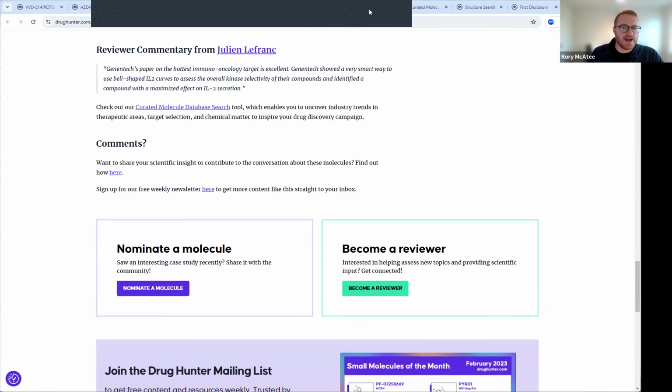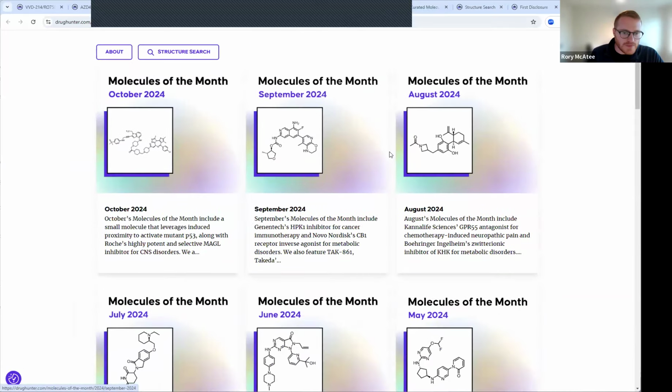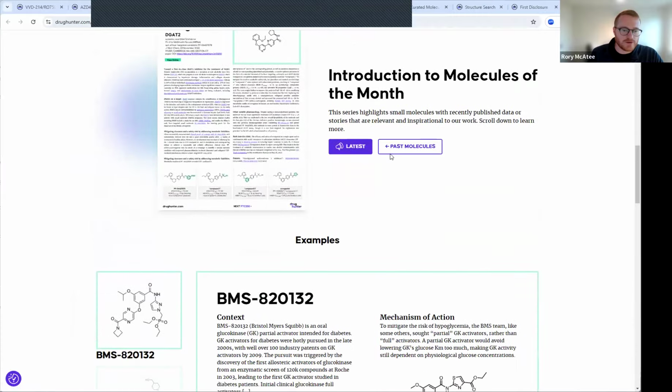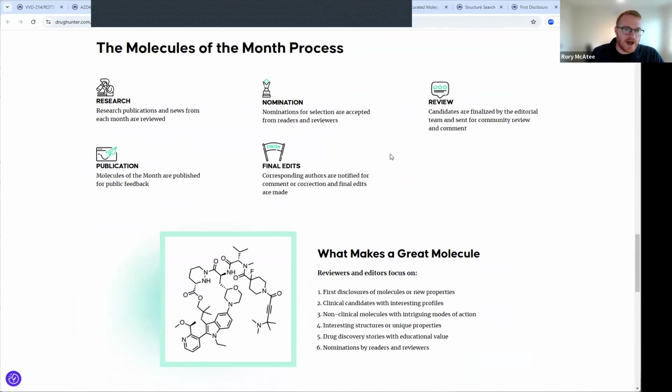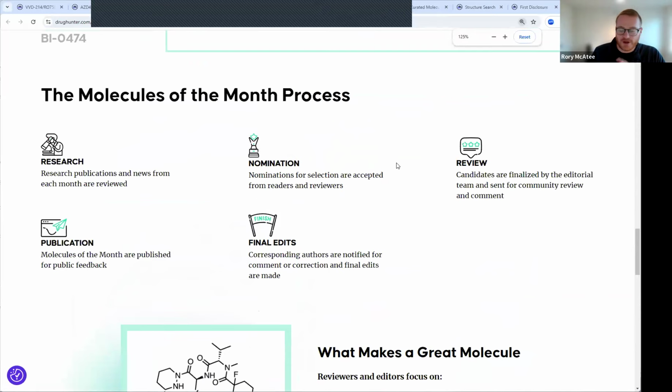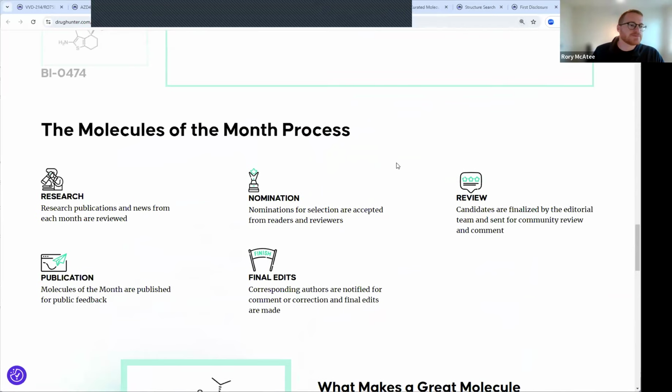So if we go then back to the landing page for the molecules of the month and scroll down a little bit, we actually walk you through exactly what our process is for how we choose our top 10 molecules of the month. We really start off at the beginning of each month, collecting and collating all of the research that's being published on small molecule drug discovery. And so we pull information from peer-reviewed literature, news releases, company disclosures, and poster presentations that companies publish.